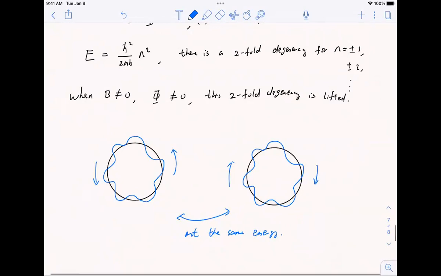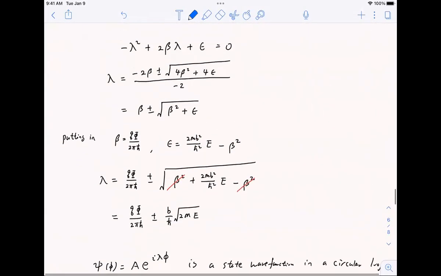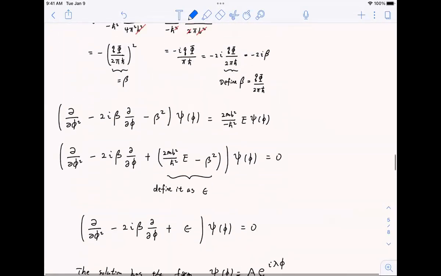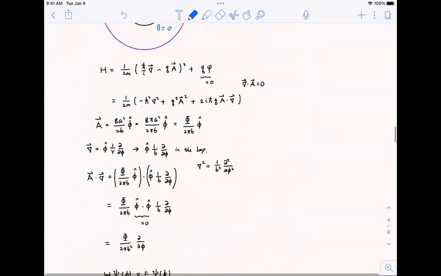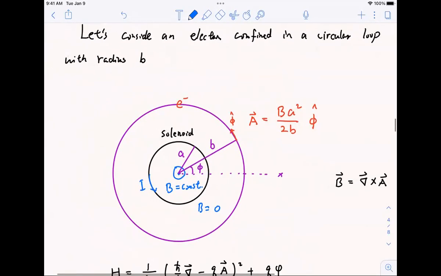Okay, so this is already a significant result. Why is it significant? You look at here. In this case, the B field is all inside.